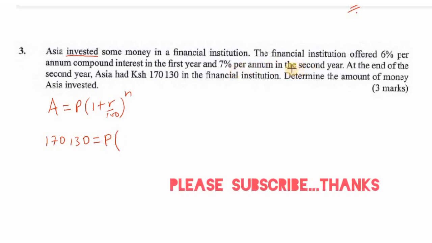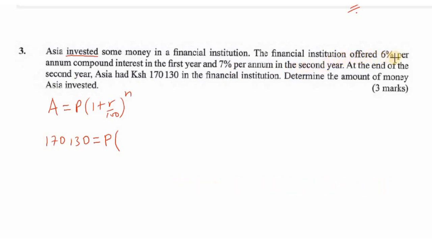Then you're told that in the first year, the financial institution offered 6% per annum compound interest, so that we have 1 plus 6 over 100. And then in the second year, the institution offered a compound interest of 7% per annum. So we have 1 plus 7 over 100. So from this equation, we'll be able to get the value of P, which is the amount of money invested.